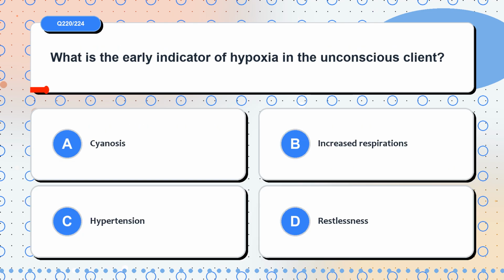Question 220. What is the early indicator of hypoxia in the unconscious client? Here are the options. Option A, cyanosis. Option B, increased respirations. Option C, hypertension. Option D, restlessness.